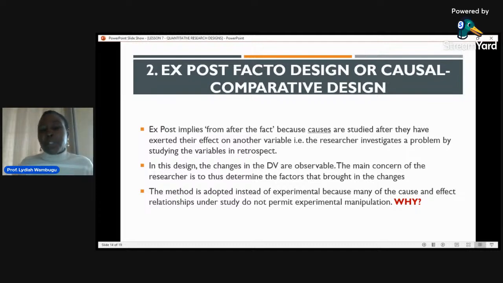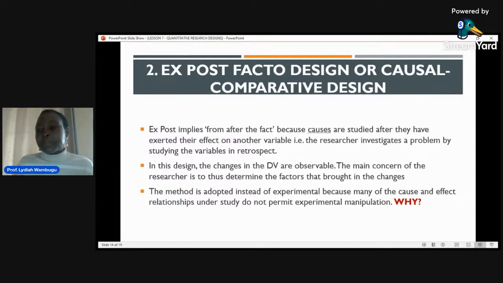This method is adopted instead of experimental because many of the cause and effect relationships under study do not permit experimental manipulation. So what are we saying? That researchers adopt this method instead of experimental. And why are we saying instead of experimental? Because it mimics experimental when we are asking about what may have brought in the change. Because many of the things that we'd want to study will not allow experimental manipulation. The question is why? And I will explain 2 reasons.